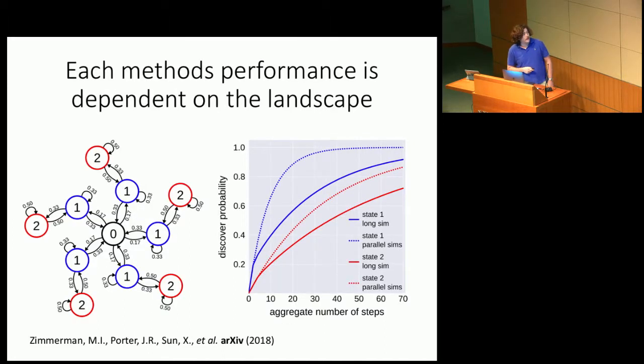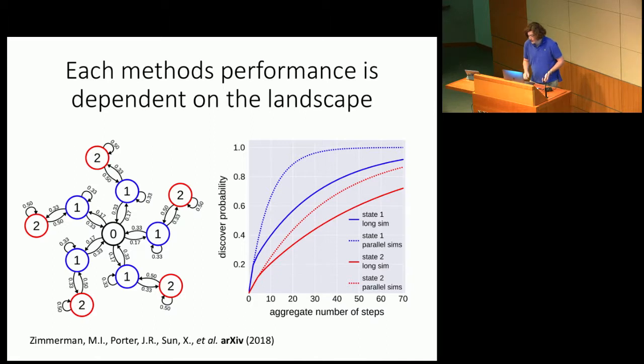I can construct another landscape that has many arms, much higher dimensions, and on this type of landscape, parallel simulations have a significantly higher probability of discovering states than long simulations. So it's really dependent upon the landscape that we're sampling on how different methods will perform.